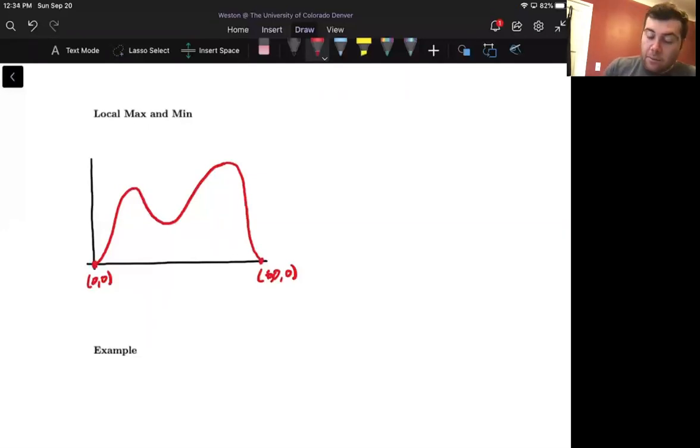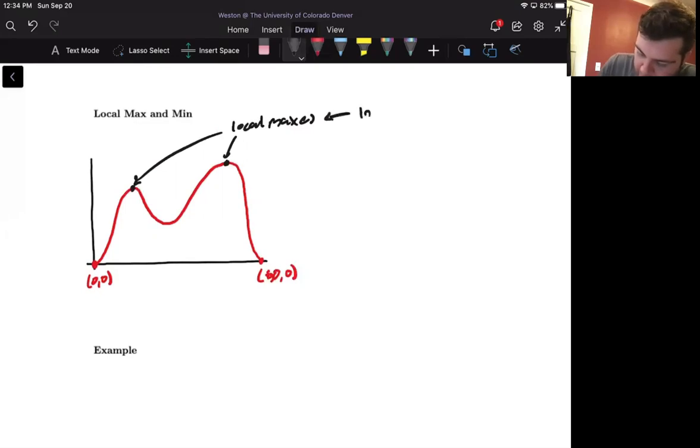And a function has some local maxes. So these 2 points right here are local maxes. That means that the function has hit a peak. So it's when you're increasing, it's the point where you stop increasing and you start decreasing. So when you transition from increasing to decreasing.